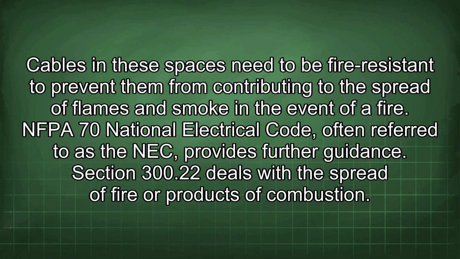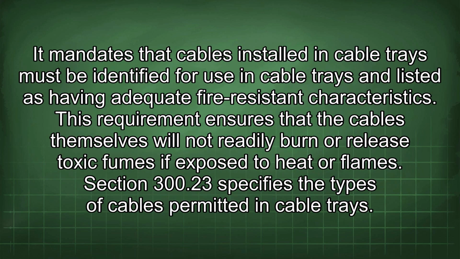NFPA 70 National Electrical Code, often referred to as the NEC, provides further guidance. Section 300.22 deals with the spread of fire or products of combustion. It mandates that cables installed in cable trays must be identified for use in cable trays and listed as having adequate fire-resistant characteristics. This requirement ensures that the cables themselves will not readily burn or release toxic fumes if exposed to heat or flames.